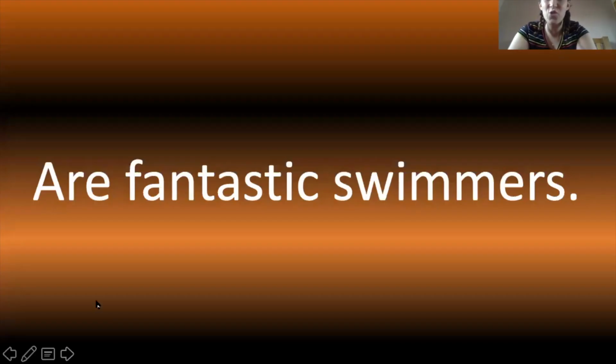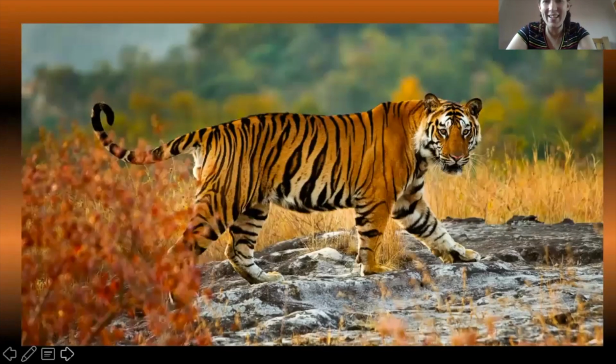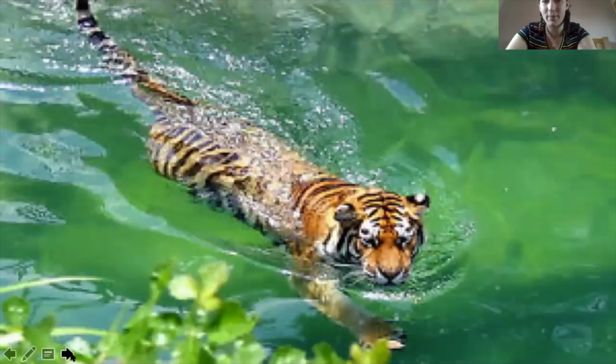They are fantastic swimmers. Do you think a cat is a fantastic swimmer or a tiger is a fantastic swimmer? If you've watched our other video, you'll know the answer to this. A tiger is a fantastic swimmer because cats don't actually like the water that much at all. Some cats are actually such poor swimmers that if a cat falls into the water, it might be able to swim for a little while, but then it will most likely drown.